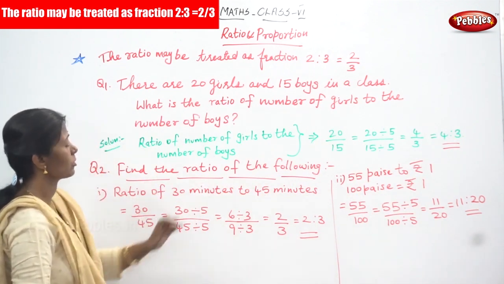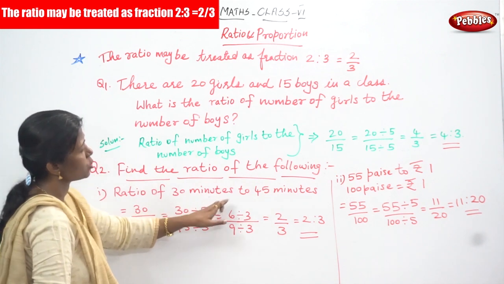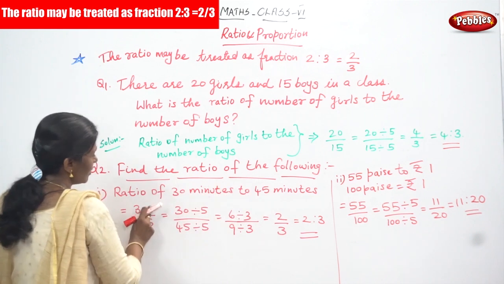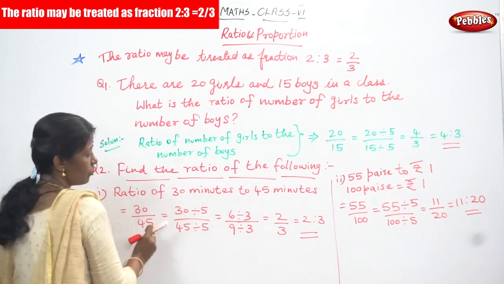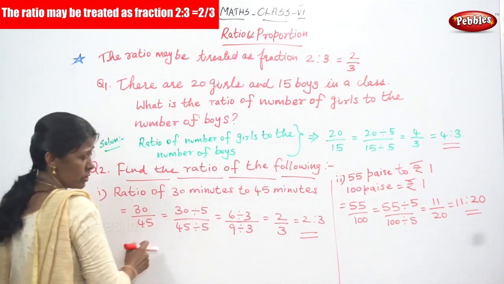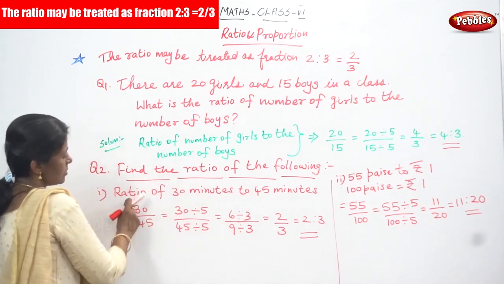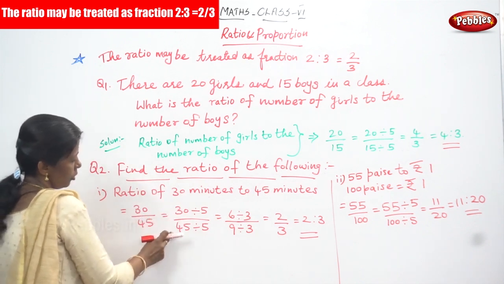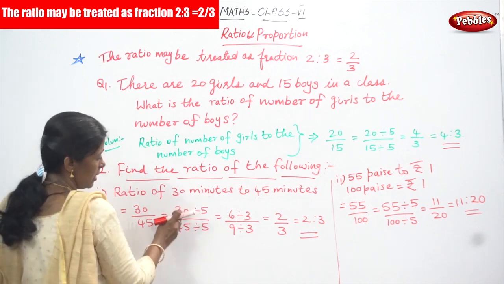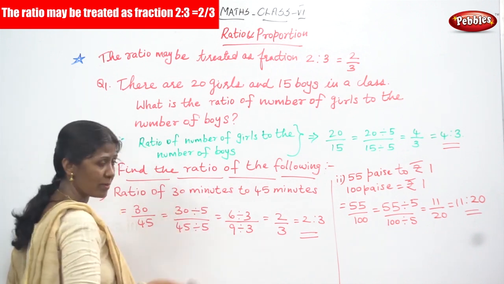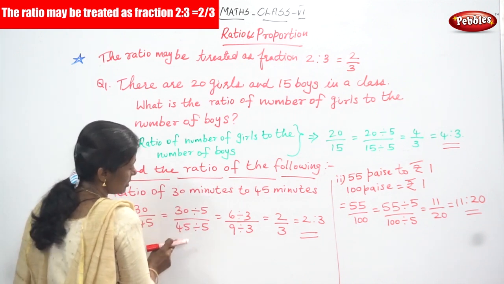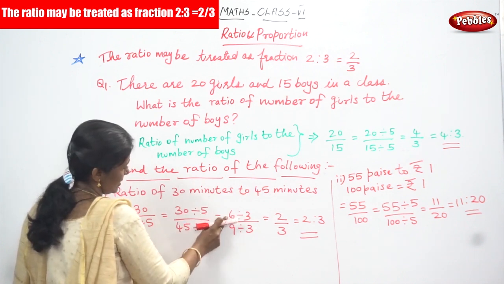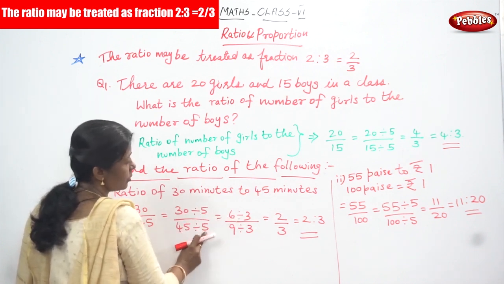Second question: find the ratio of the following. First, the ratio of 30 minutes to 45 minutes. For a ratio, first we write the question in division form: 30 divided by 45. It is division form as well as fraction form. After that you have to simplify by taking a common divisor, 5. 30 divided by 5 gives 6, and 45 divided by 5 gives 9.